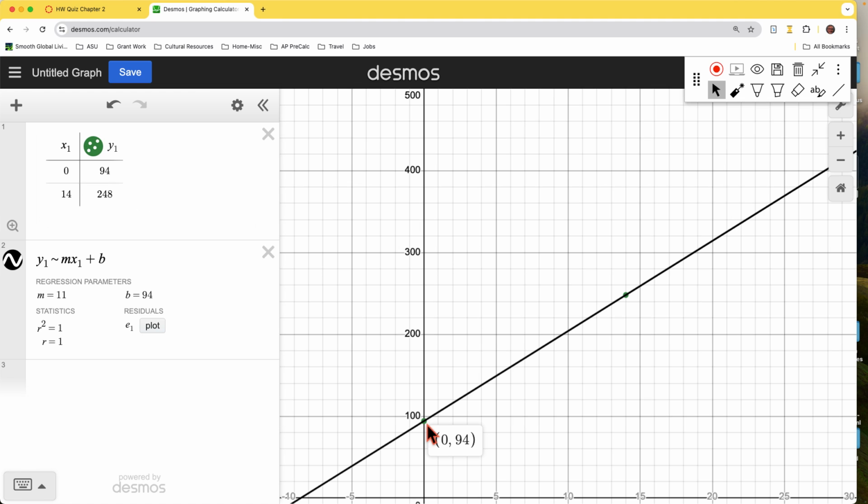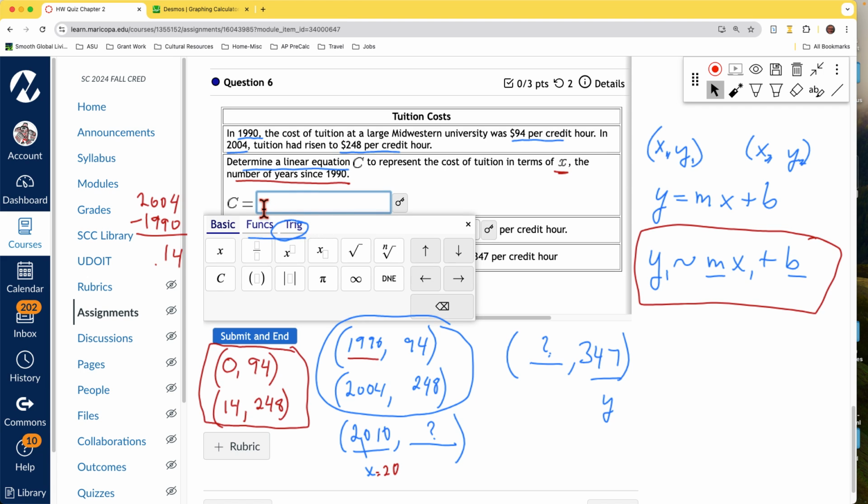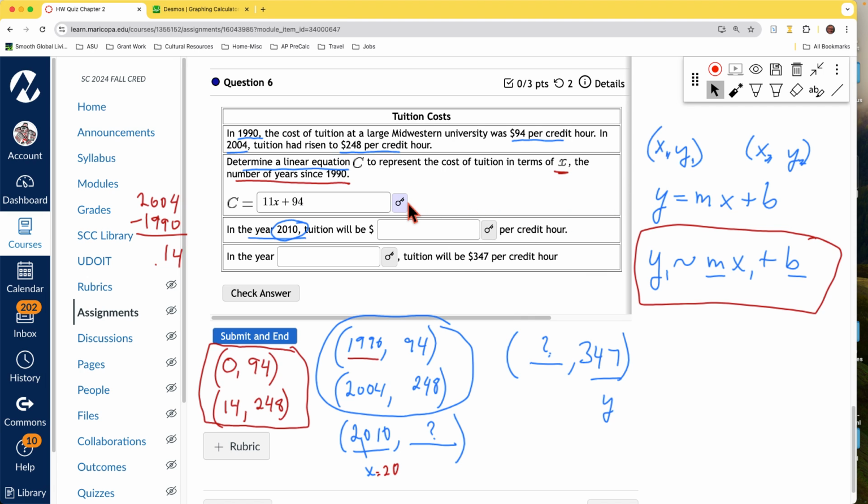So we have the information we need to answer the first question of what is the equation. So we're going to take this, and we're going to go back, and we're going to fill in our answer. It's okay, instead of y, they're using c. We are using x. All we have to do is enter in 11x plus 94. So that's our equation. And if we check, that's exactly what they wanted. Okay, so that's the first part.